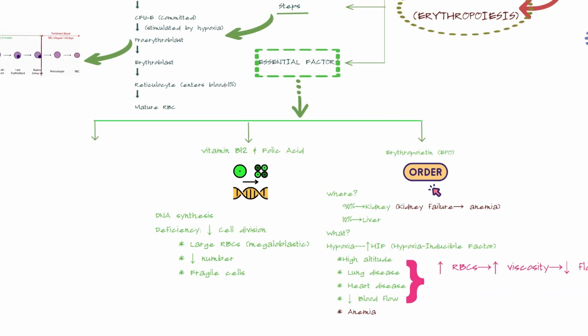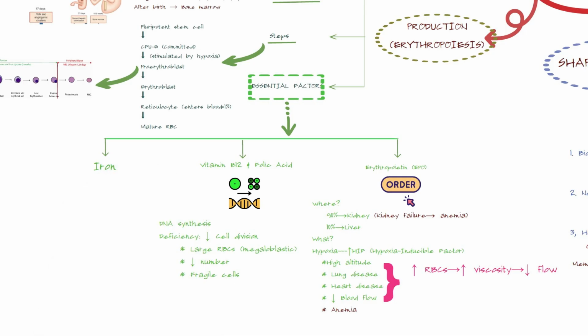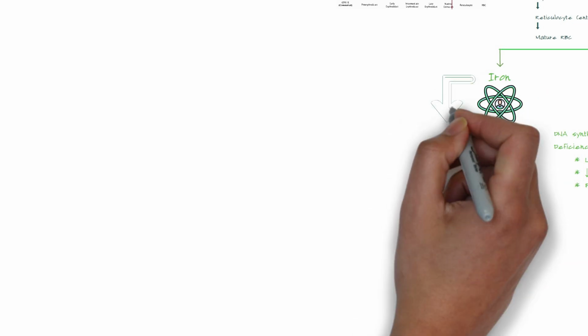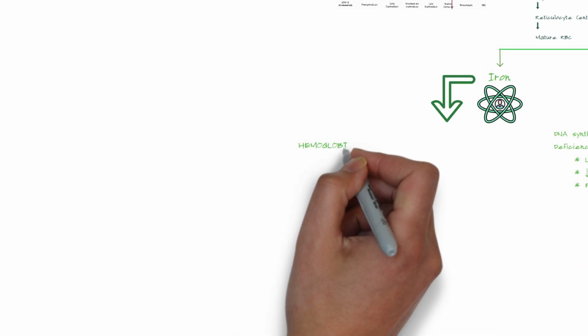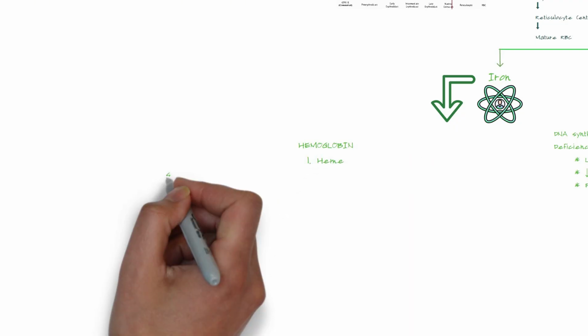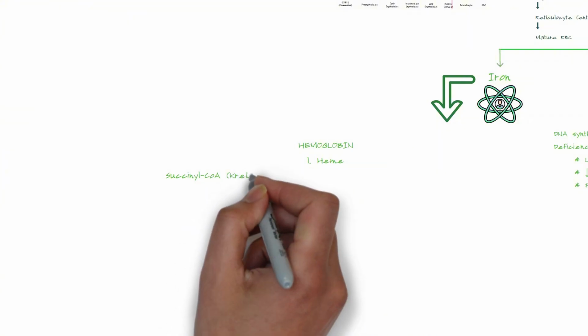And now let's move to the core part, or the core factor, the most important factor, which is iron. It's the core for hemoglobin formation, and therefore oxygen transport. So before this, we need to briefly review the hemoglobin structure.